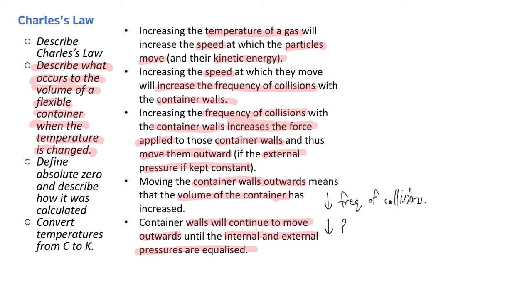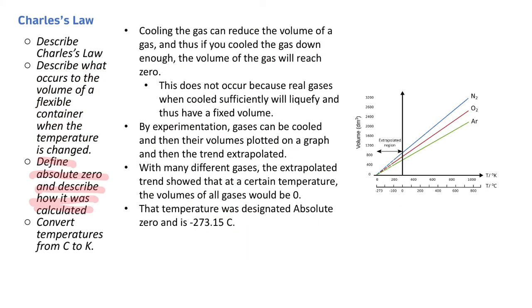That's what's happening, and we went through that in a previous video. All right, let's continue on. The opposite of heating the gas would be to cool the gas, and cooling the gas reduces the volume of a gas. Thus, if you cooled the gas down enough, in theory, you're supposed to get to a point where the volume of a gas reaches zero. So you decrease the temperature, you decrease the volume. If you decrease the temperature enough, you'll get the volume to go down to zero.